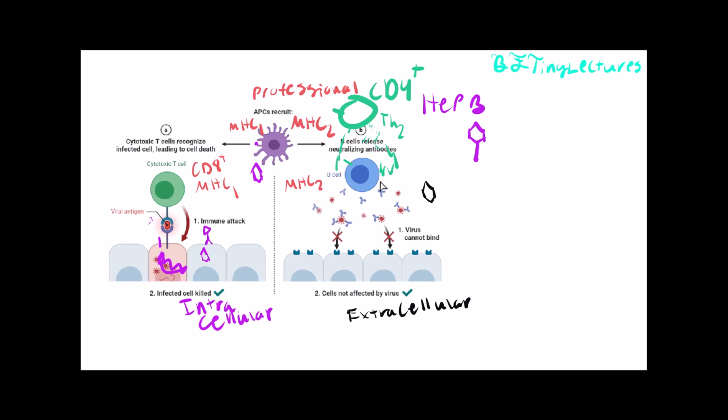So now the B cell becomes a plasma cell, and it starts shooting out antibodies. These antibodies are specific towards hepatitis B. So let's say that we're creating IgG antibodies. Now IgG antibodies are going to do what? They're going to surround the virus. So they surround hepatitis B, and now hepatitis B cannot bind to the surface of the cells. They cannot infiltrate the surface of the cells.